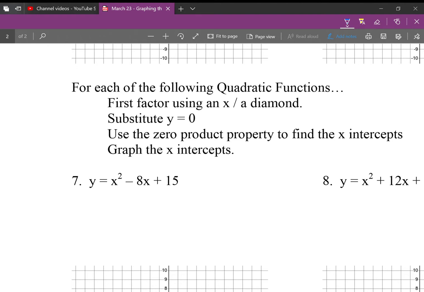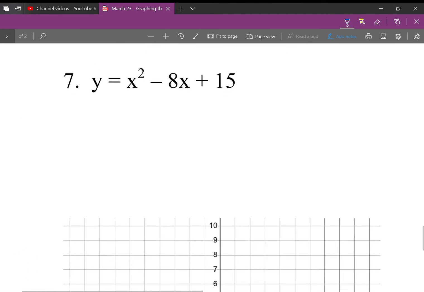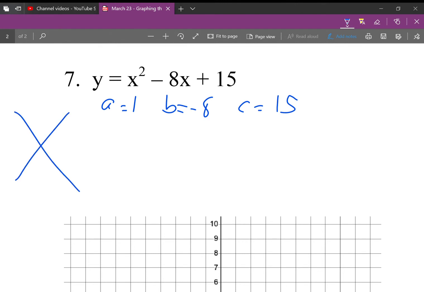But just to review, I'm going to look at 7 on this worksheet right now. And again, we're going to go all the way from factoring to graphing the x-intercepts. Here A is 1, B is -8, and C is 15. I'm going to use magic X, or diamond problem, or I'm sure there are other names for it as well. I went A times C at the top, and I went B on the bottom. And remember, B bottom, that should be easy to remember because bottom starts with B. I'm going to put -8, which is my B, on the bottom. I'm going to put 1 times 15, which is 15, on the top.